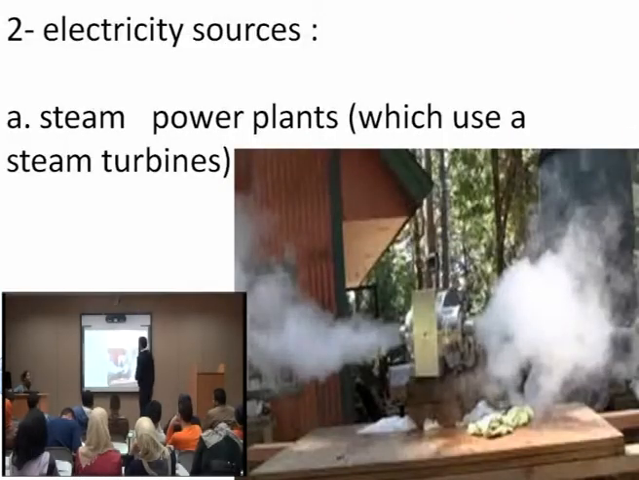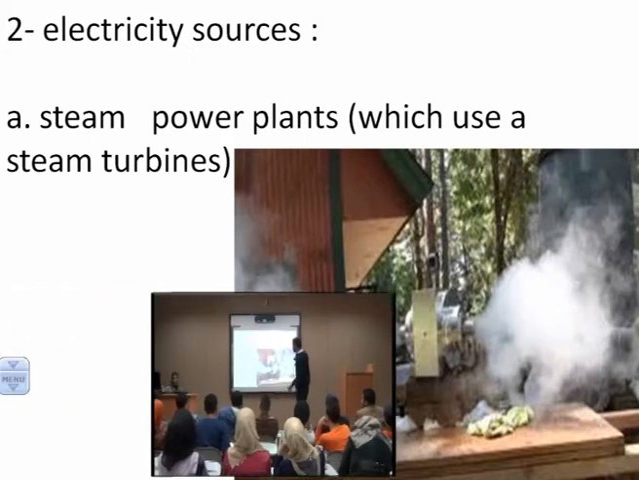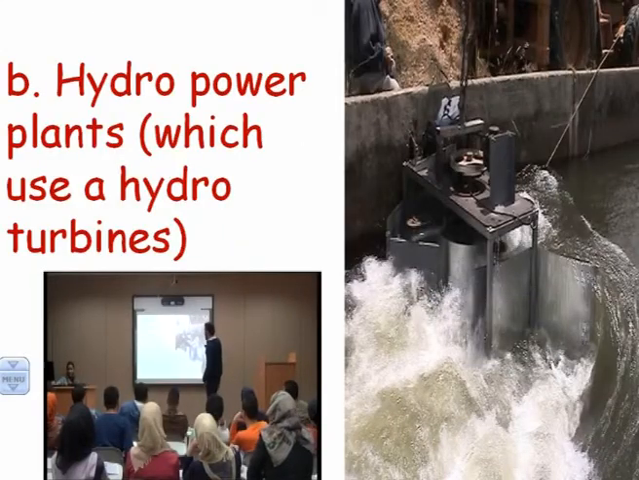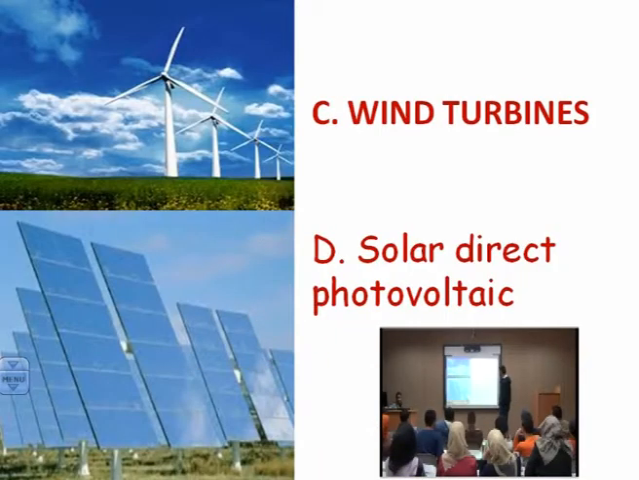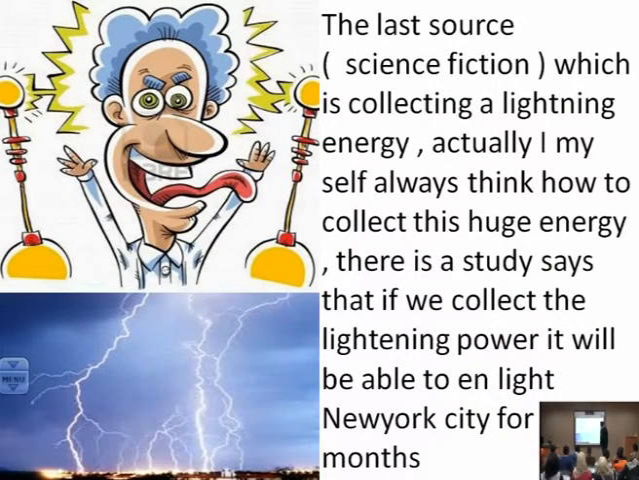Two, electricity sources. How we can generate electricity. The first, steam power plants, which use steam turbines, like in this picture. Hydro power plants, which use hydro turbines, as you see. Wind turbines and solar direct photovoltaic. The solar system is so important nowadays. The last source, science fiction, which is collecting lightning energy.